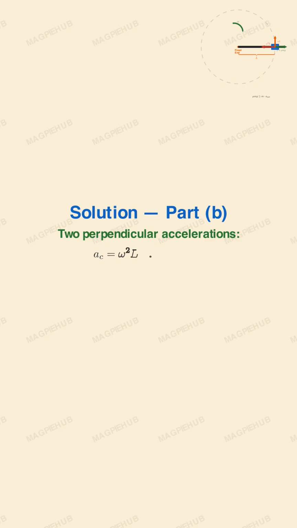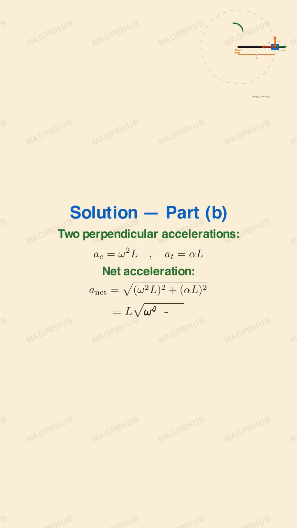The block has centripetal acceleration omega squared L and tangential acceleration alpha L. These are perpendicular. So the net acceleration is L times the square root of omega to the fourth plus alpha squared. The block slips when mu mg equals m times L times the square root of omega to the fourth plus alpha squared. Cancelling m and squaring both sides, we get mu squared g squared equals L squared times omega to the fourth plus alpha squared.